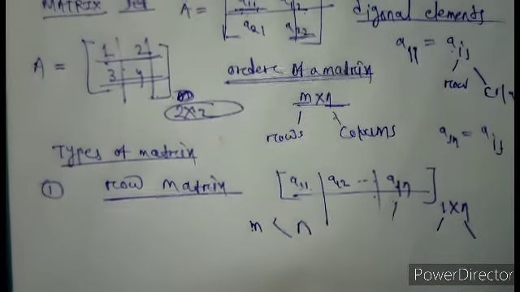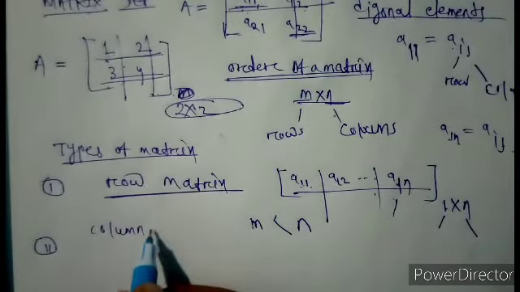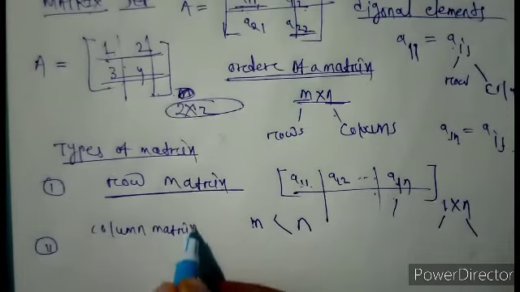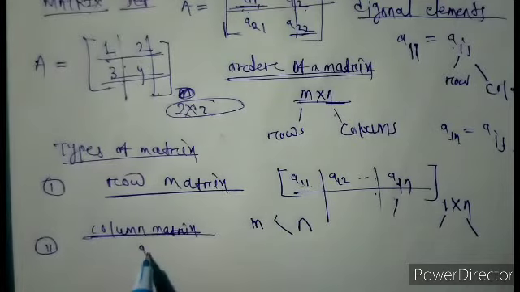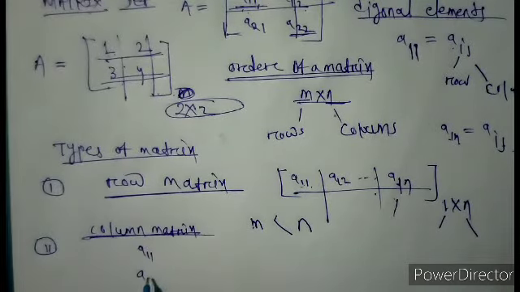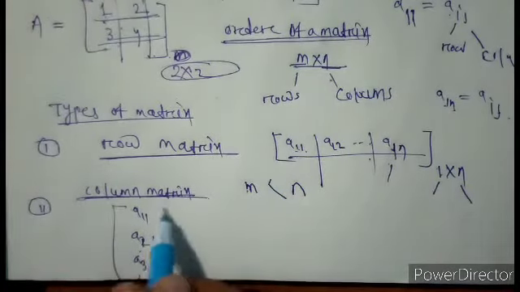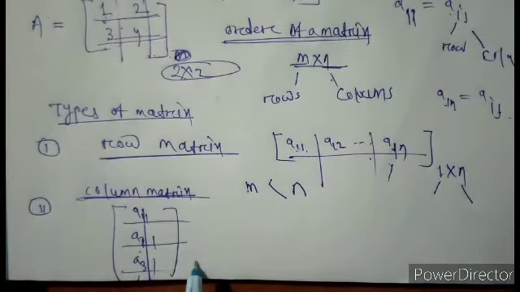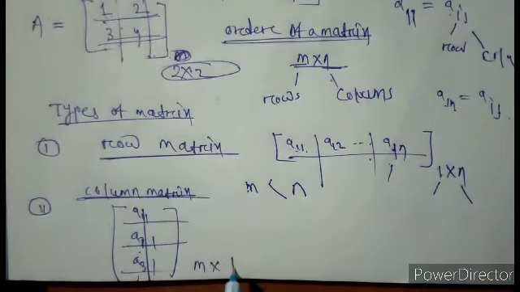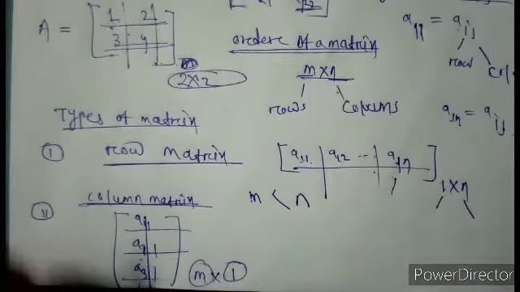Then the second one is column matrix. Column matrix is denoted as A11, A21, A31 up to Am1. So here one column but m number of rows. So the order of this matrix is m cross 1, because one column and m number of rows are there.